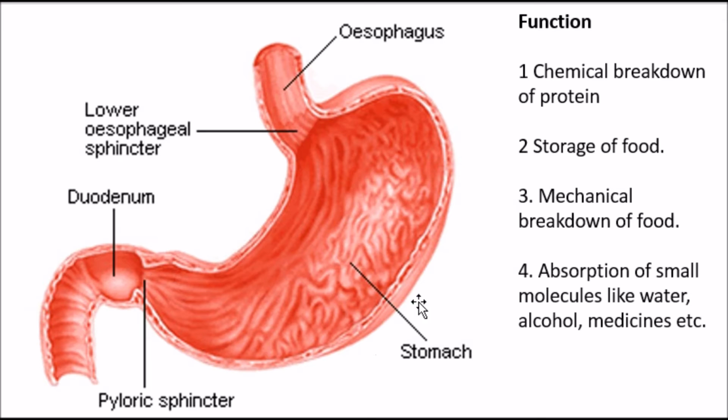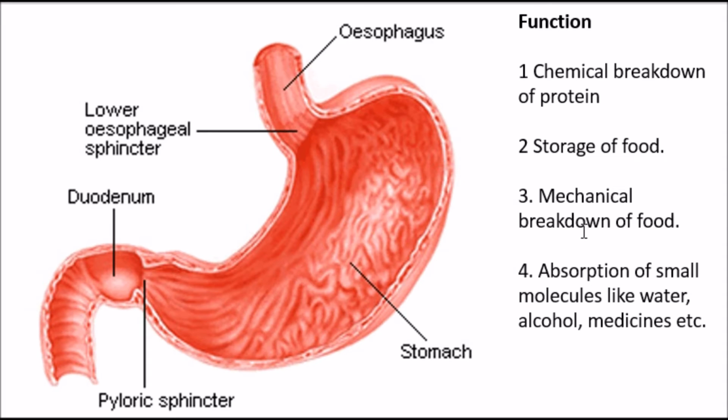So we also begin the digestion of protein in the stomach. That's taking place by an enzyme called pepsin, another protease enzyme. Pepsin starts the breakdown of protein. The final product of protein digestion in the small intestine will be amino acids, tiny little soluble amino acids. They're the constituent parts of proteins. So the chemical breakdown of protein by protease enzymes like pepsin, the storage of food, and mechanical breakdown.